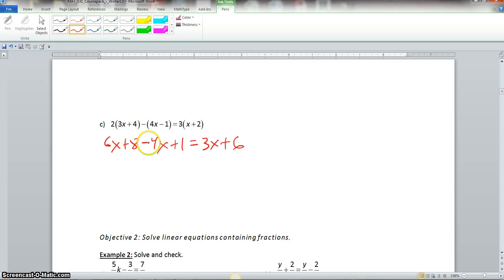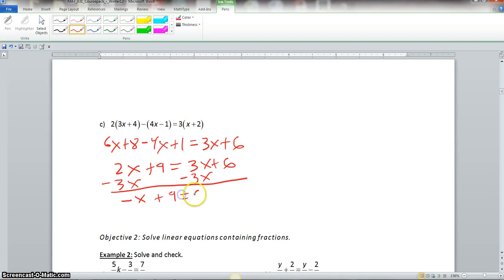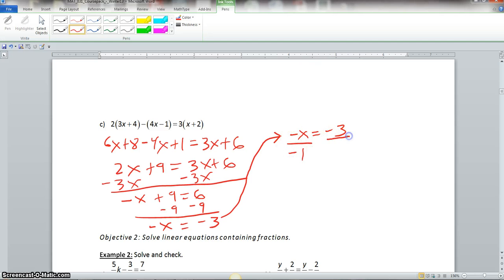Now we combine like terms. 6x minus 4x is 2x. 8 plus 1 is 9. And it equals 3x plus 6. Now, we need to get all of our x's on one side. So let's subtract 3x on both sides. 2x minus 3x is negative x. Plus 9 equals 6. Now we will subtract 9 on both sides. And we will have negative x equals negative 3. Now, we need to take this equation here, and we need to divide each side by negative 1. So x will be positive 3.